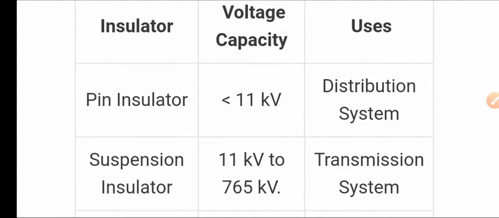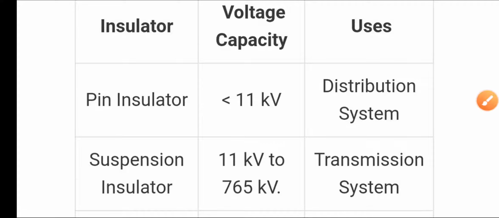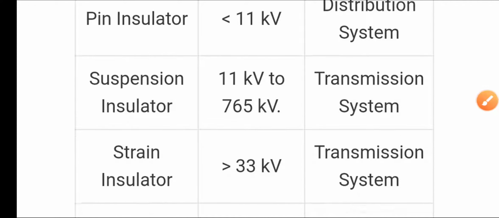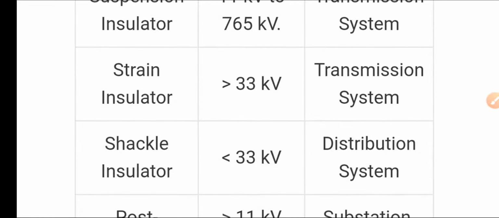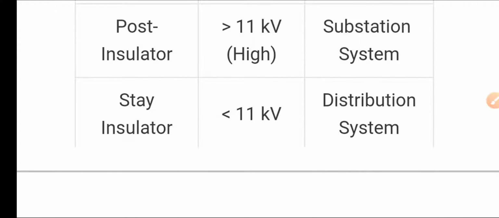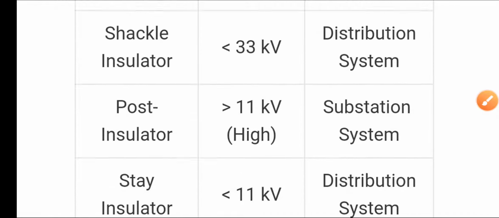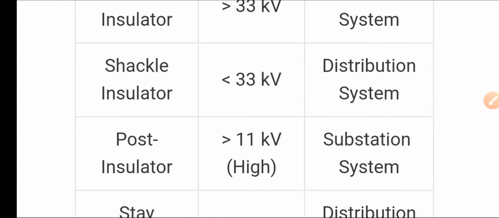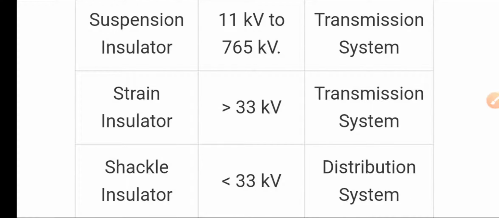There are various types of insulators. The pin type is used below 11 kV in the distribution system. Then we have the suspension insulator, from 11 kV to 765 kV, in the transmission system. The strain insulator is used above 33 kV in transmission and below 33 kV in distribution. Then there is the post insulator, used in substations, and the stay insulator, mostly used in stay wire distribution systems. In further lectures, when we cover the generation of electricity and transmission and distribution, I will tell you in depth what the distribution system and the transmission system are.